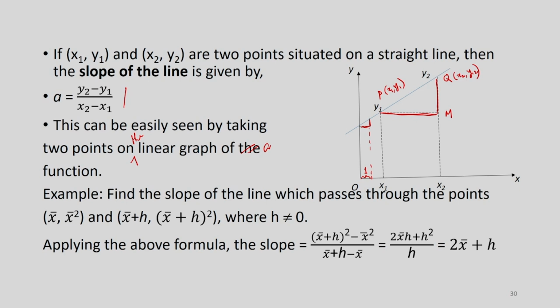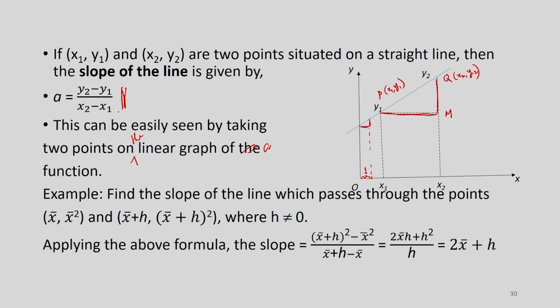So, here is another example. Find the slope of the line which passes through the points x bar square and x bar plus h and x bar plus h whole square, where h is not equal to 0. So, we have to find the slope of a straight line which passes through these 2 points. So, we apply this formula, right.